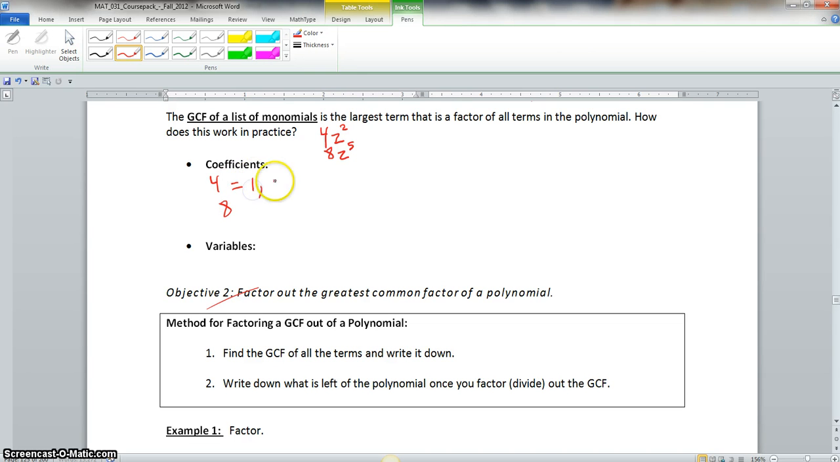The factors of 4 are 1, 2, and 4. Now let me go back down here to 8 first. It'll be 1, 2, 4, and 8.